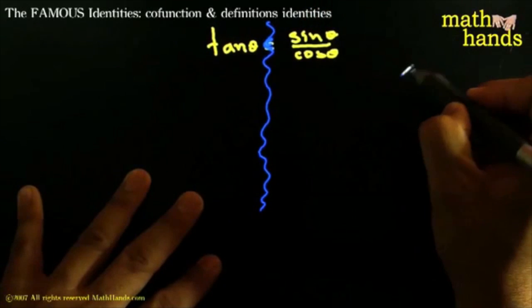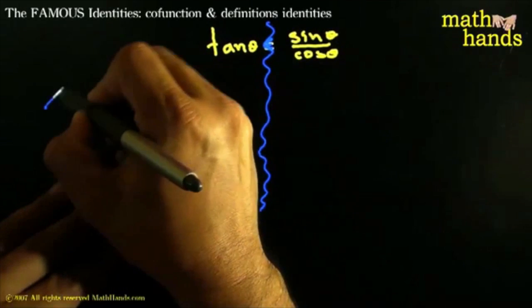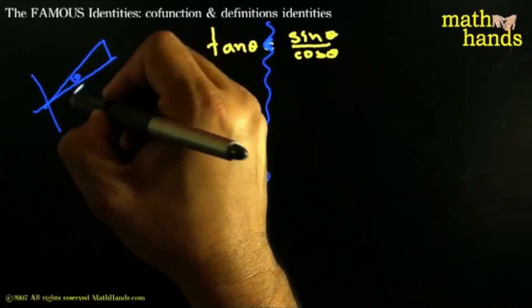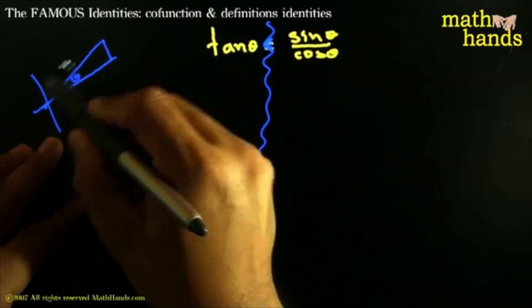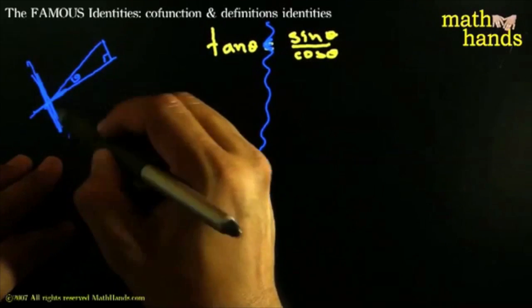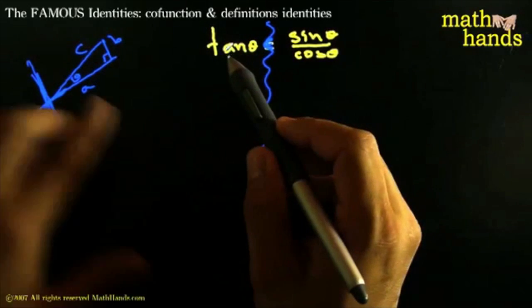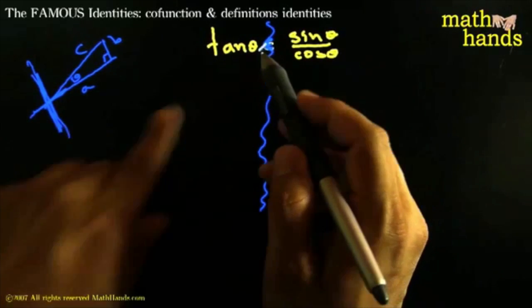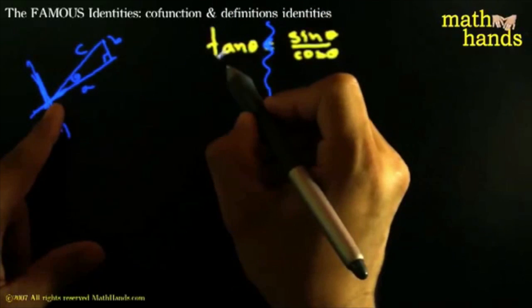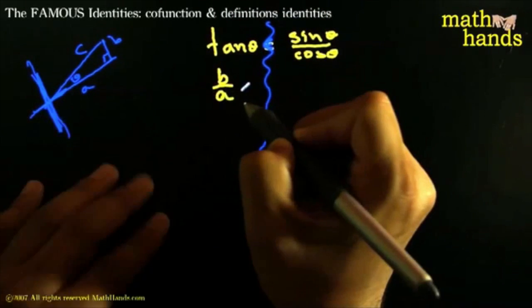So off on the side here, I'll draw the reference triangle for theta. Whatever it may be, you'll drop it perpendicular to the x-axis, and by definition, if this is A, B, C, wherever the reference triangle ends up, what would tangent theta be? Tangent theta would be the ratio of opposite over adjacent.